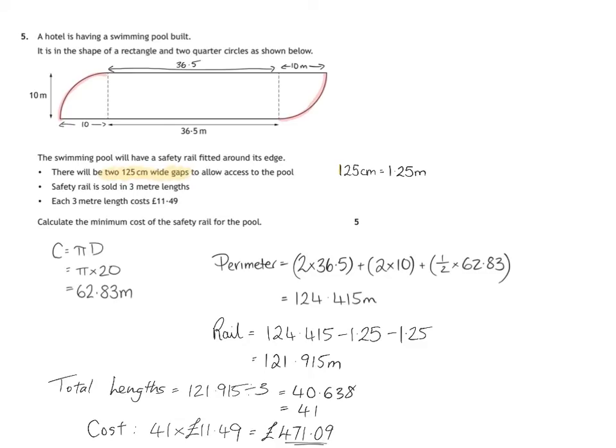So this question's worth a lot of marks. It's worth 5 altogether. So let's see where our marks come from. Our first mark is for knowing how to find part of a circle, so halving our circumference, it's that bit in there that I've got there, or quartering it and getting the answer for it.